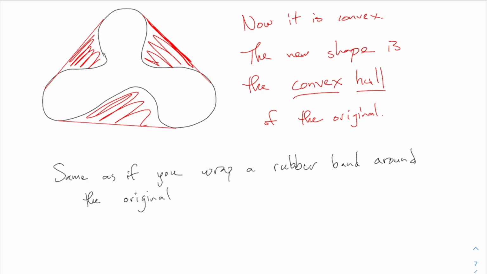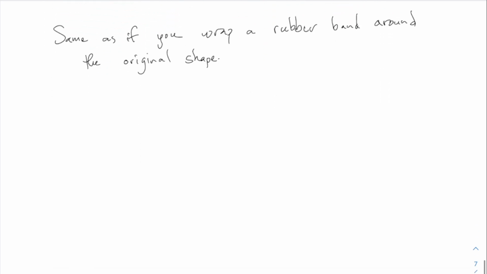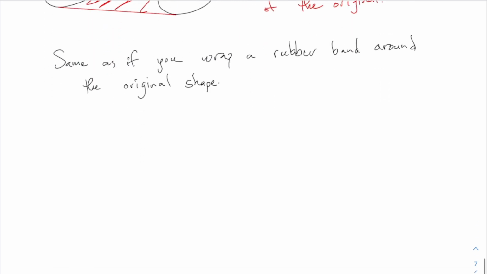So this is another way to think of what the convex hull means: wrapping around the original shape with a rubber band. All right. Anyway, that's the convex hull. For example, how about a Pac-Man like that? Let's say that's my original shape. This is not convex. Can you draw the convex hull?